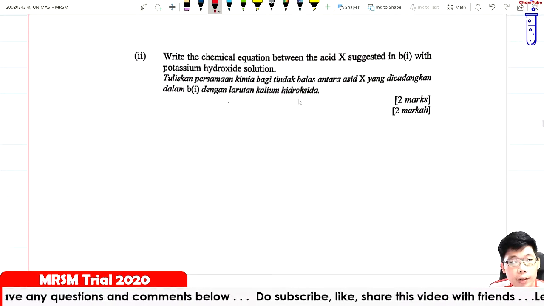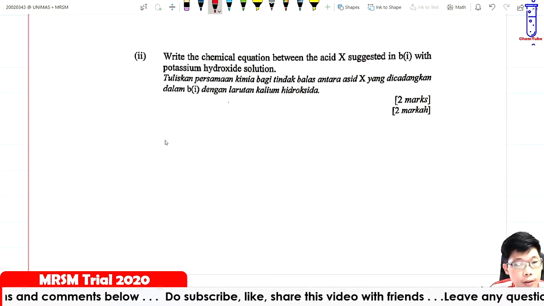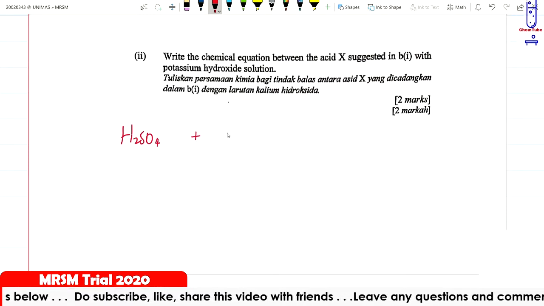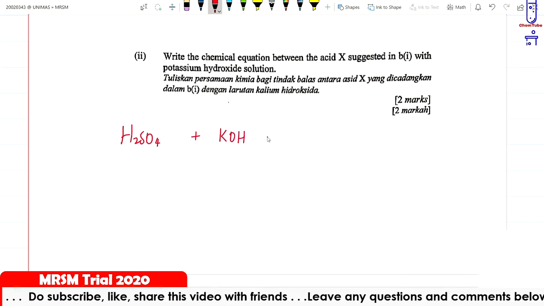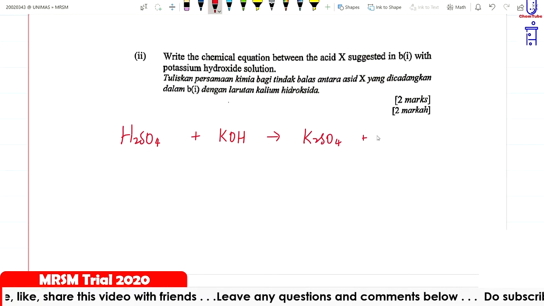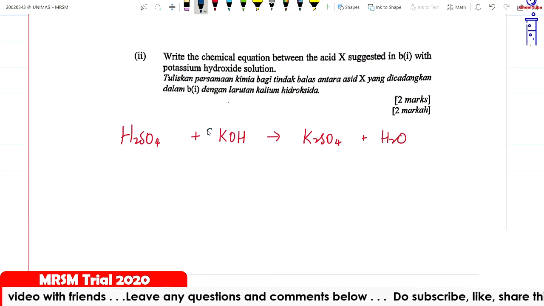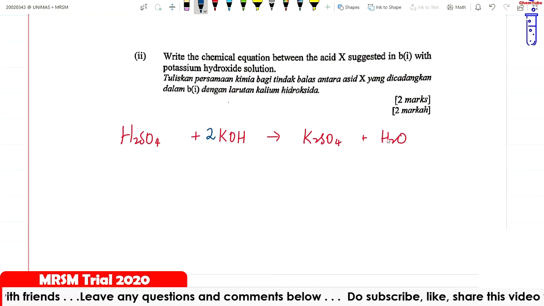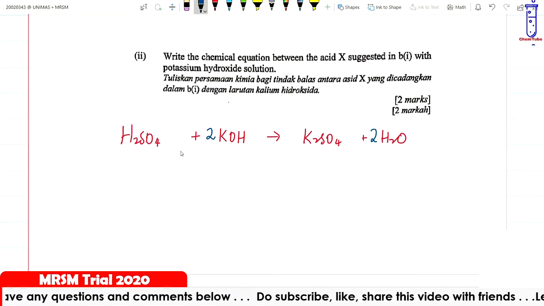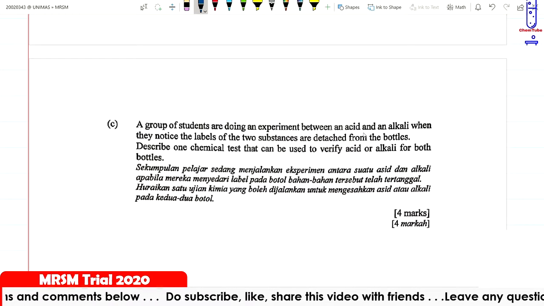Okay, so write the chemical equation for acid X in B1 with the potassium hydroxide solution. So sulfuric acid reacts with potassium hydroxide, KOH. So it forms potassium sulfate and water. Okay, so we need to balance the equation. This one times 2, then the water also times 2. Okay, so this is how we write the chemical equation. So 2 marks.